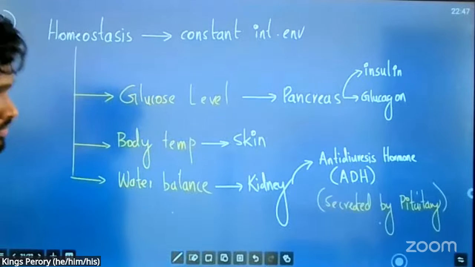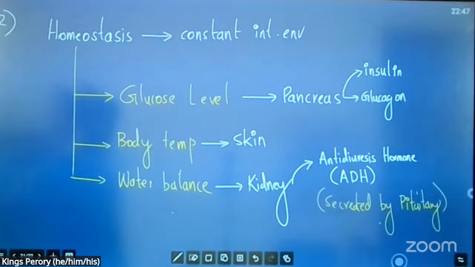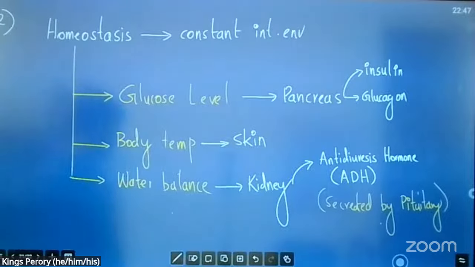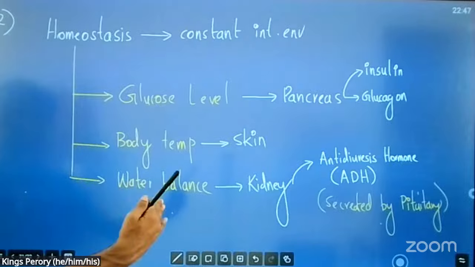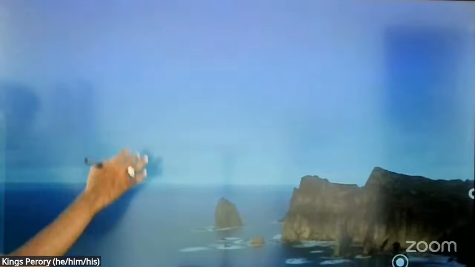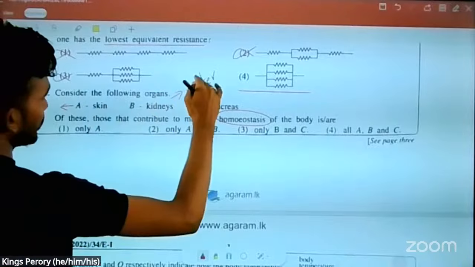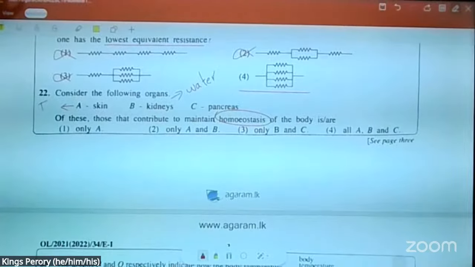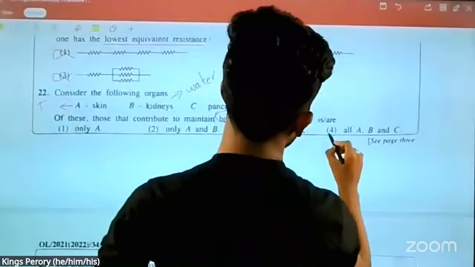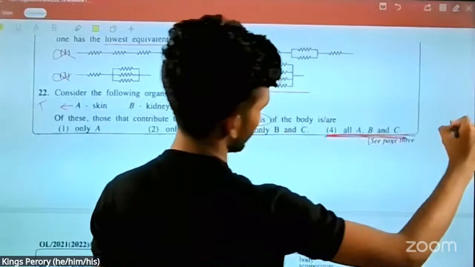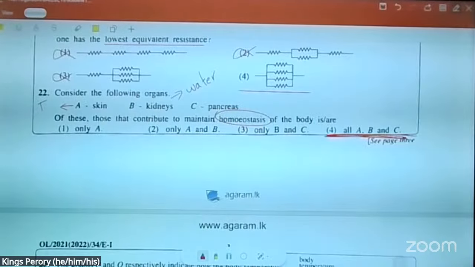Keep that in mind. If you want, take a screenshot and keep. I'm asking you to take a screenshot because I need to manage the time. So skin will also help, kidney will also help, pancreas will also help. All three will help. Answer is option 4, A, B, C, all.